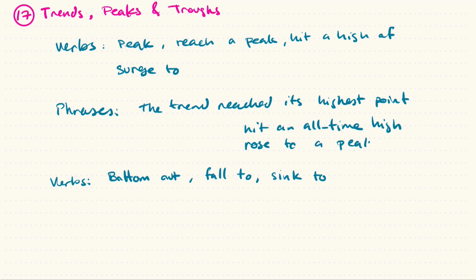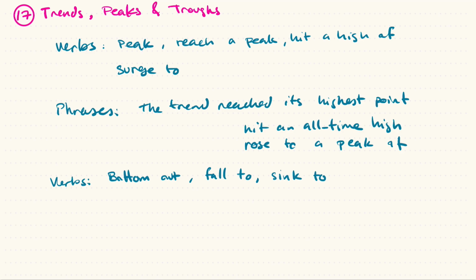Also, on the other side of it is the minimum. When the graph has a minimum, you can use similar or parallel verbs to describe it. So for example, the value bottomed out, or fell to the value shown, or sank to. These are the verbs that you can use.